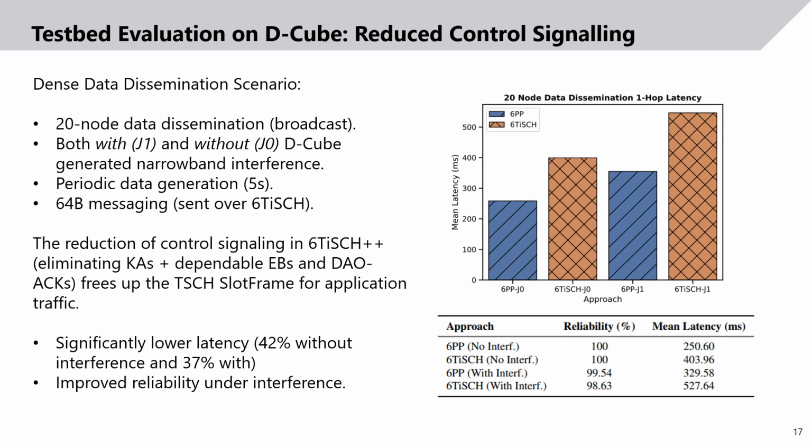So we ran tests in DCube to see how this would actually affect the latency and the reliability of your regular application traffic. And what we find is that because of this reduction in control signaling, 6TiSCH++ is able to achieve significantly lower latencies, both with and without interference, as well as maintaining this very, very high reliability that 6TiSCH is known for.